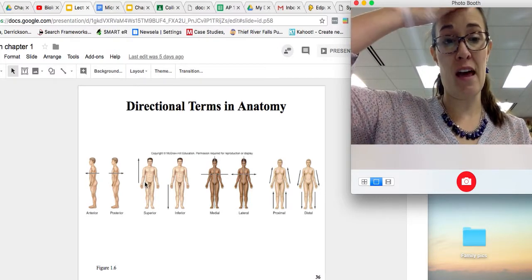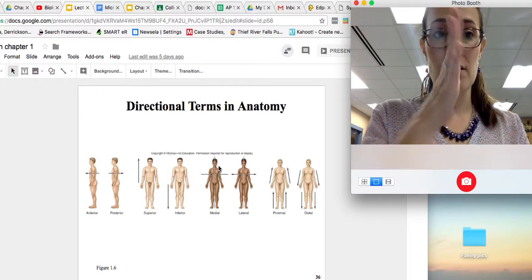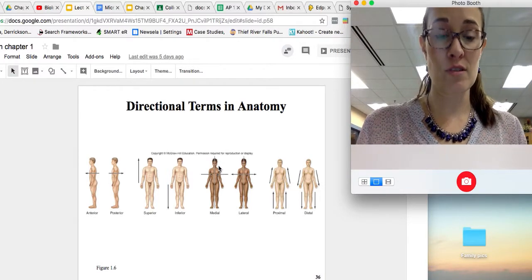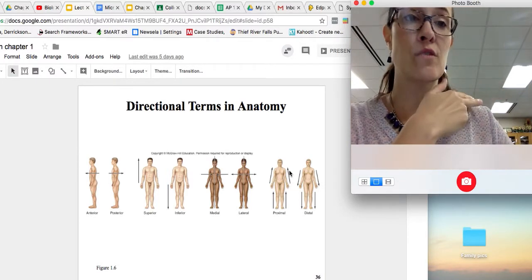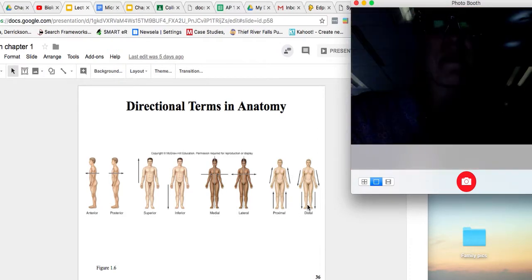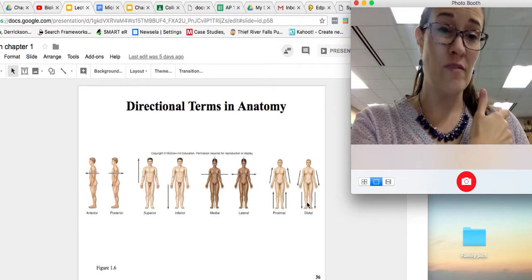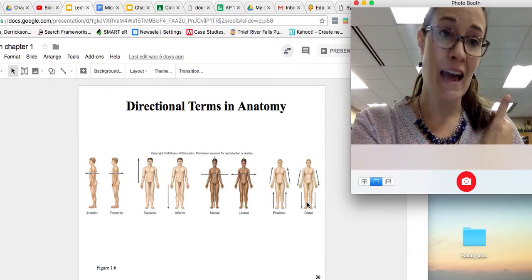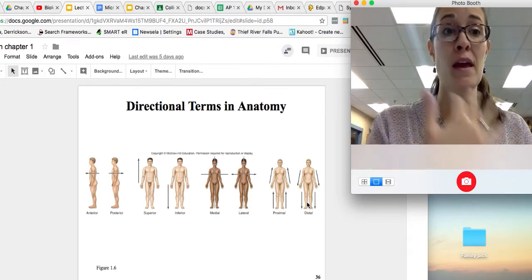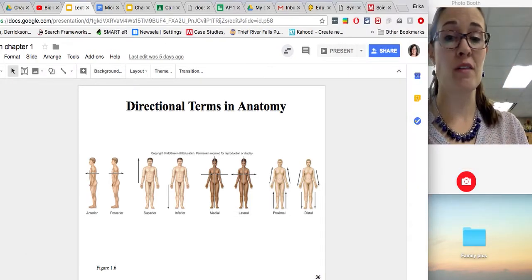These images are best to go over directional terms: anterior towards the front, posterior towards the back, superior towards the head, inferior towards the feet, medial towards the middle, lateral towards the outside. Proximal and distal, you should note, is just for the limbs. So proximal means closest to the point of attachment, where the arm attaches to the main torso. Distal is further away from that point of attachment.